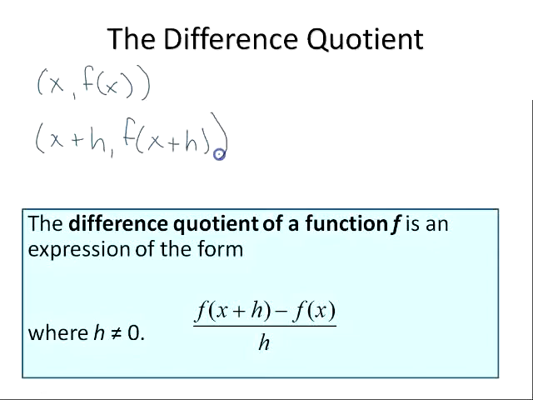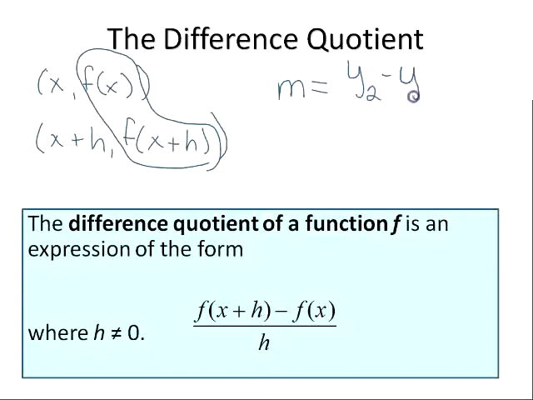Recall that when you find the slope, you subtract the y coordinates on top. So taking the second y minus the first y gives you the expression f of x plus h minus f of x, because this is the second y and this is my first y.